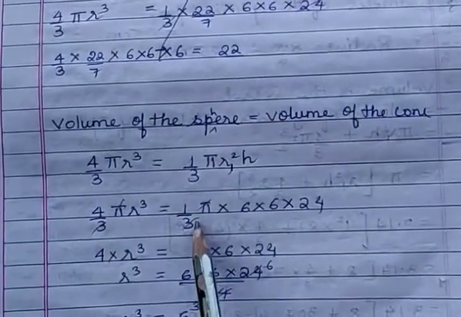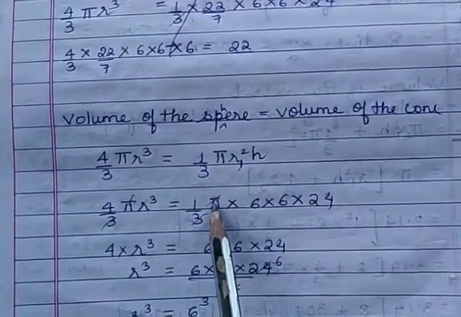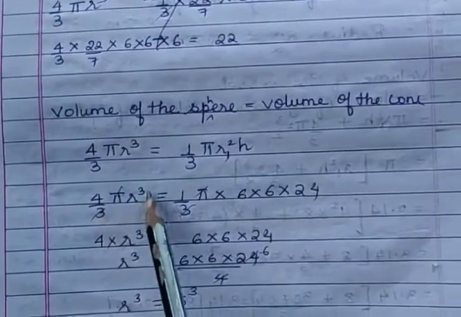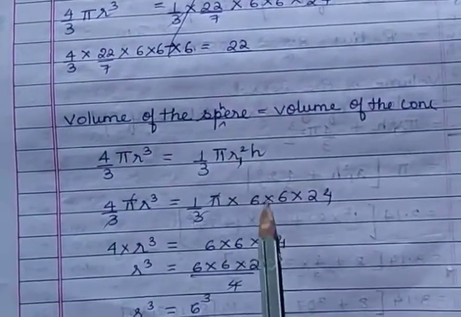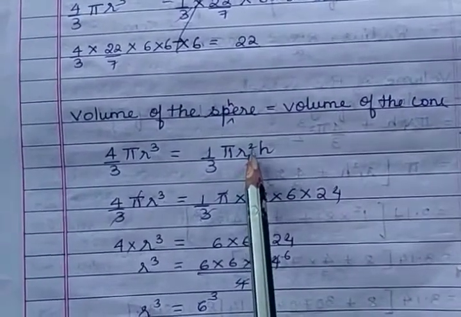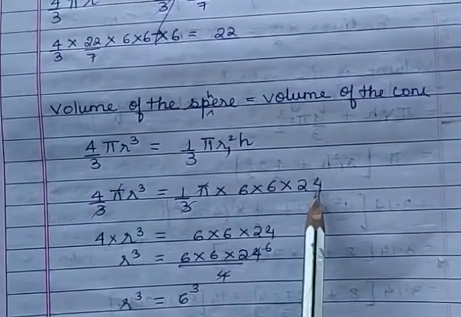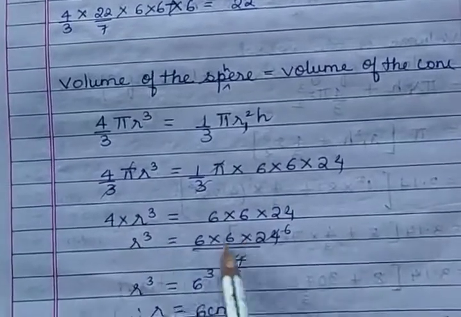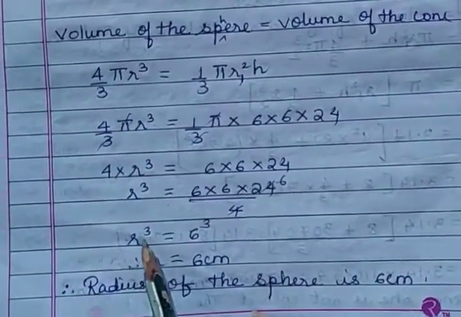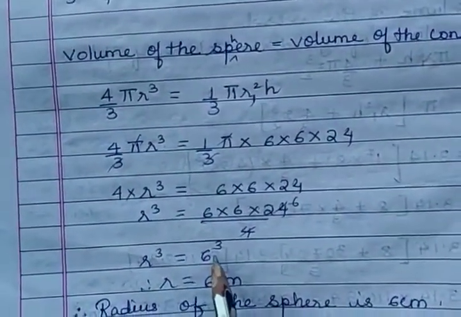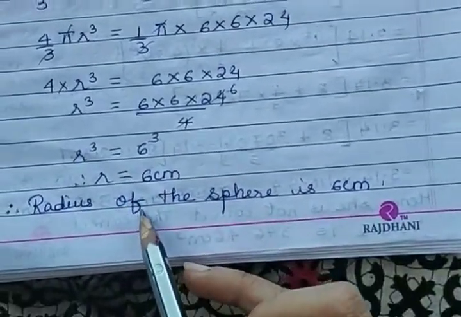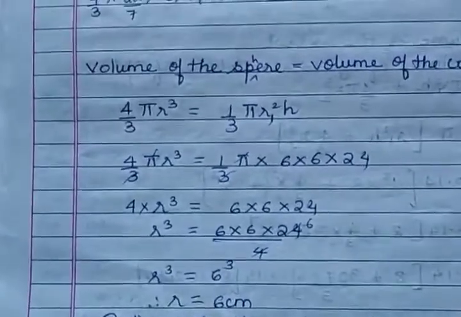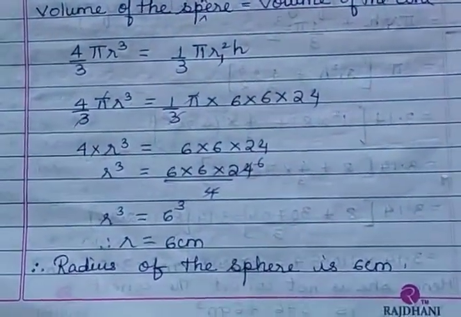3 and 3 can be cancelled, pi and pi can be cancelled, 4 remains here, r cube, and the radius is 6, so 6 multiplied by 6 because it is radius square, into 24. Now simplify this and you get r cube is equal to 6 cube. So r is 6 centimeters. So what is the radius of the sphere? The radius of the sphere is also 6 centimeters.